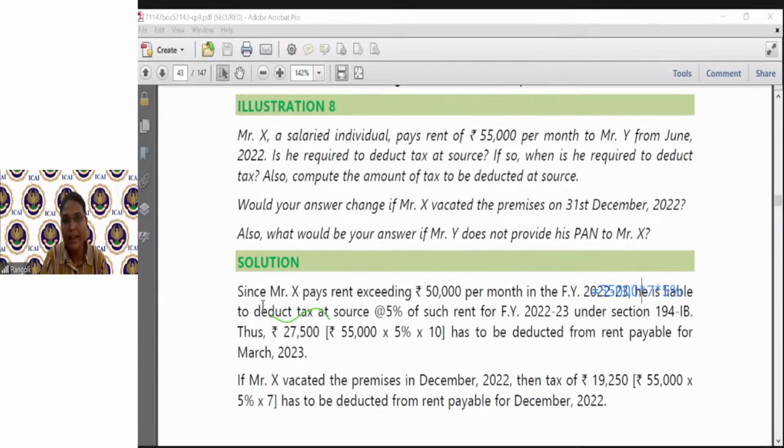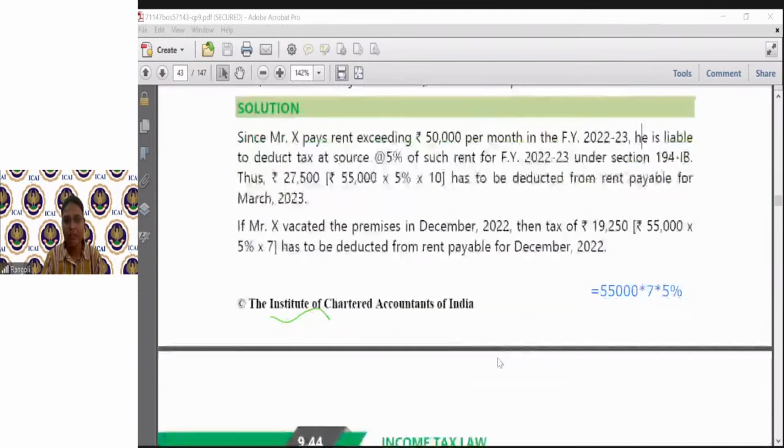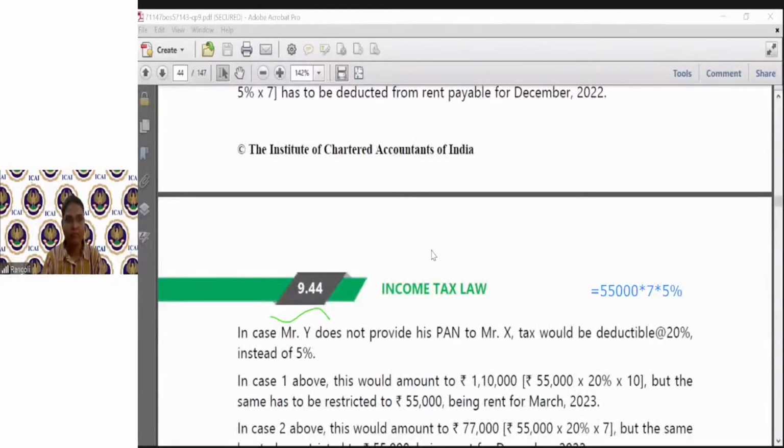If Mr. Y does not provide his PAN to Mr. X, in that case, the TDS is required to be deducted at the rate of 20%, right? So now in the first point, that is 55,000 rent into 10 months into 20%, right? So it comes to 1,10,000 TDS.